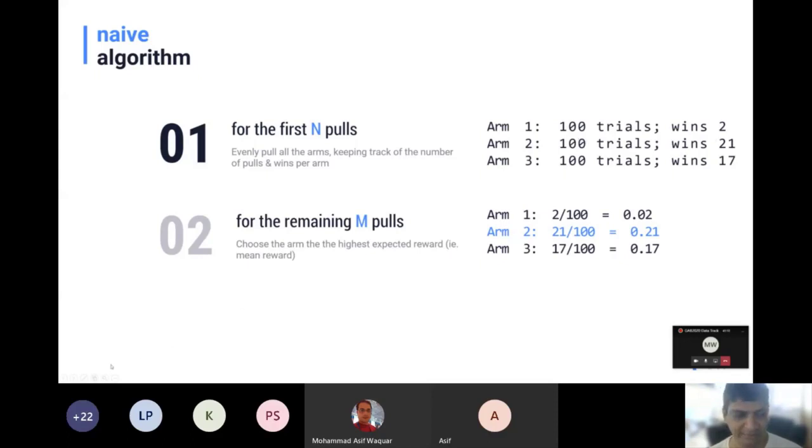And then I find out that my ARM1 gave me only 2 wins, my ARM2 gave me 21 wins, and my ARM3 gave me 7 wins, right? And then I'll determine that, hey, my ARM2 is the best. Now, this is naive because I never exploited any of the knowledge that was coming in. Instead, I relied on the fact that I'm going to give equal chances to each one and let it win. Now, this is, of course, not super useful.